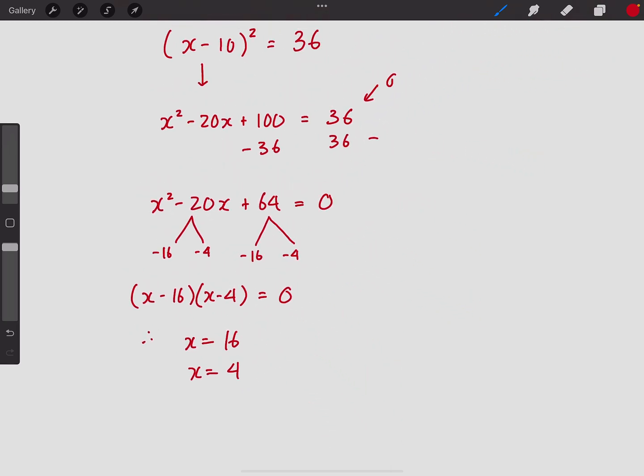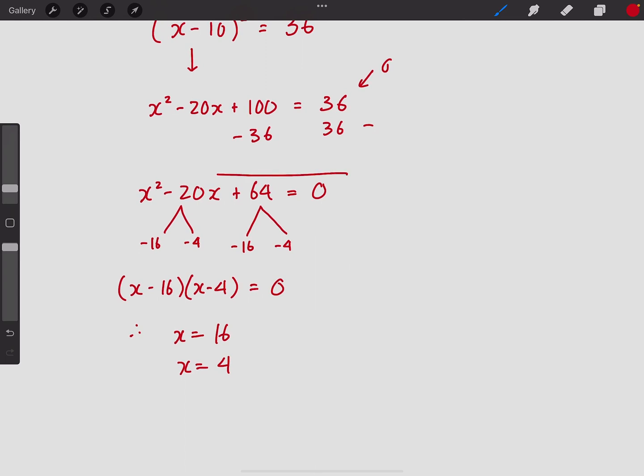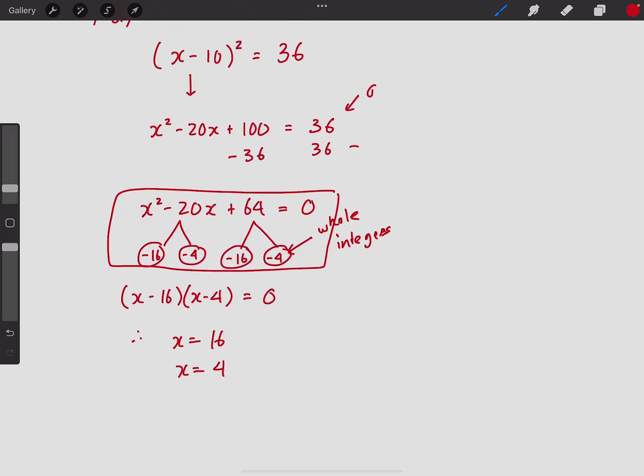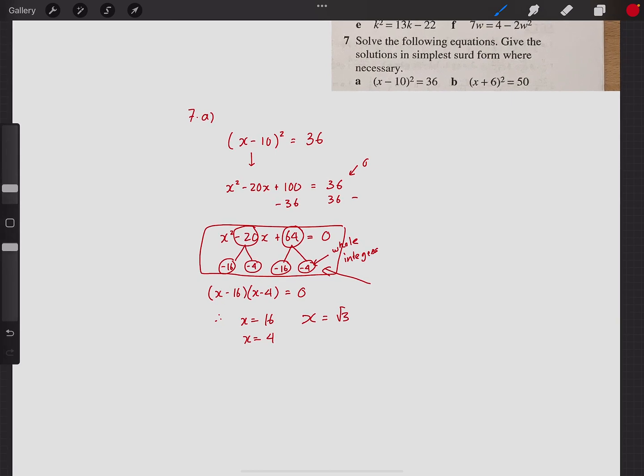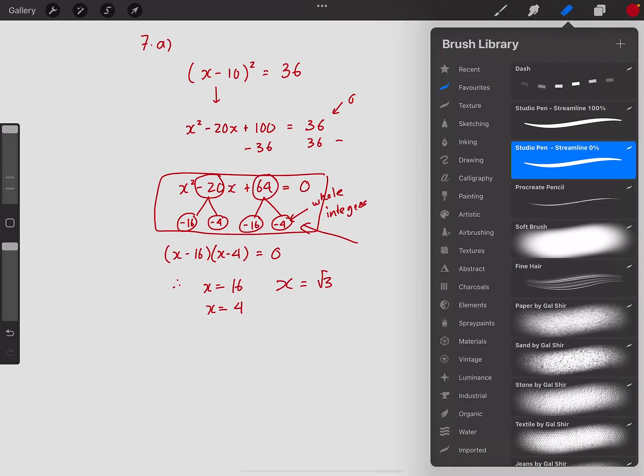However, if you do it this way, once you get to this step, the only way to solve it using factorizing is if these are whole numbers. Okay, these are whole numbers, we call them integers. So these have to be integers for this kind of factorization method to work. What happens if it's not a whole number? What if it's a surd? What if x is equal to like root 3 or root 2 or something? Then it's going to be really hard for you to guess what kind of numbers multiply to 64 or add up to 20 or whatever it happens to be, right? So this method is not really good for this kind of situation. So what we're going to do is do a different way.